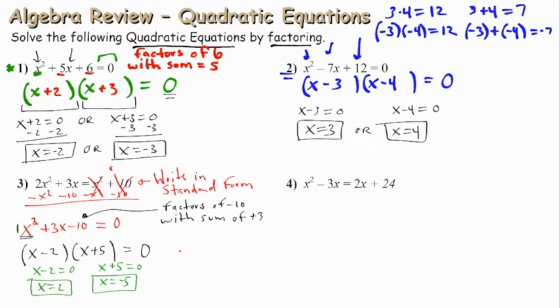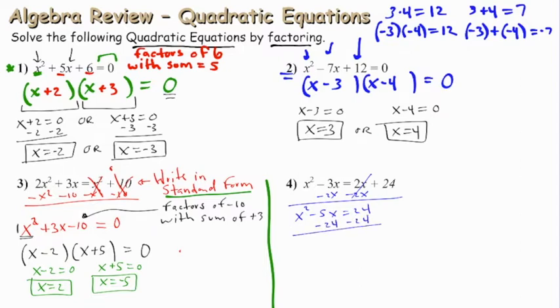And again, I will ask you to pause the video and try number 4 on your own. And remember, your first step is to get it into standard form and then factor and then solve. So if you've unpaused the video, you can see we're going to subtract 2x from both sides. This gives me x squared minus 5x equals 24. And now we can subtract 24 from both sides. The right-hand side is now 0.